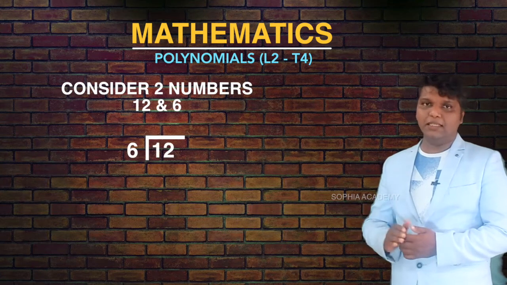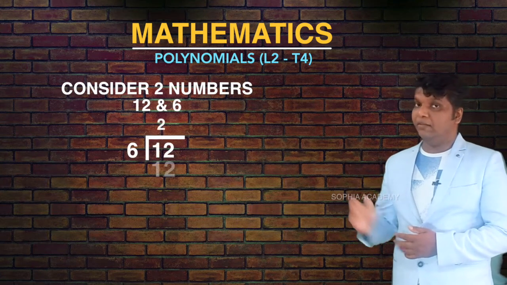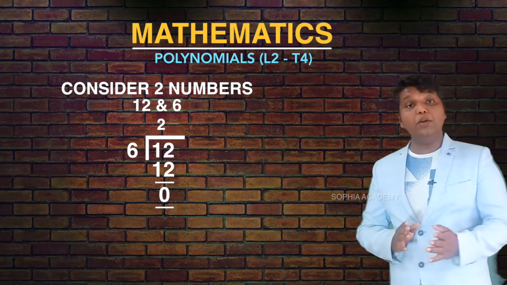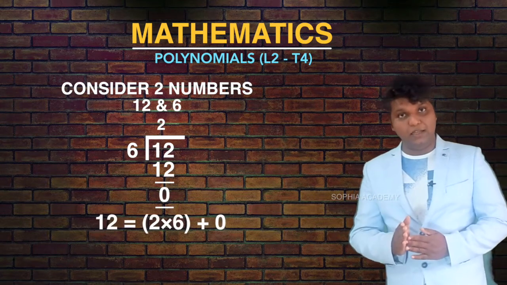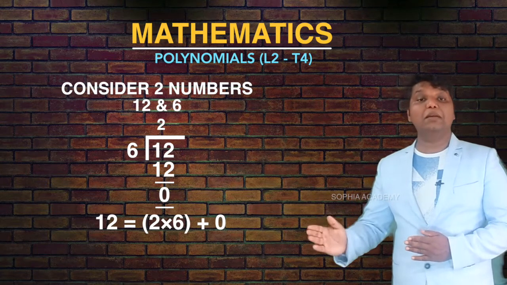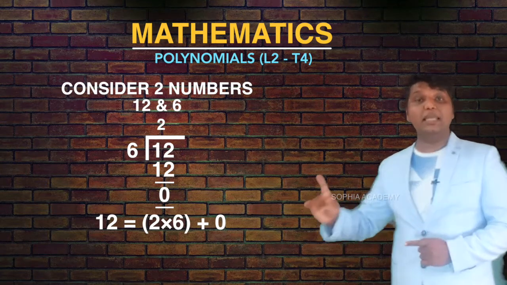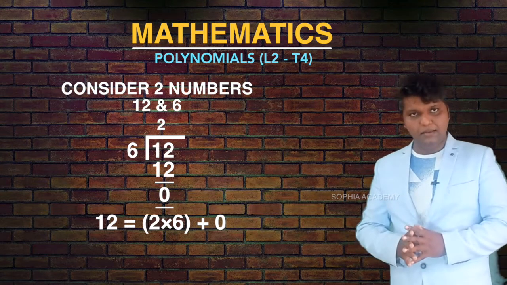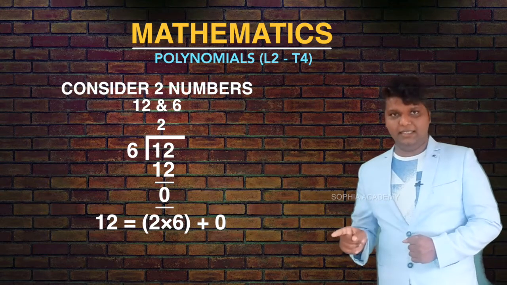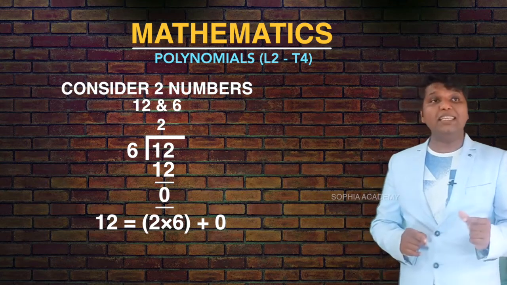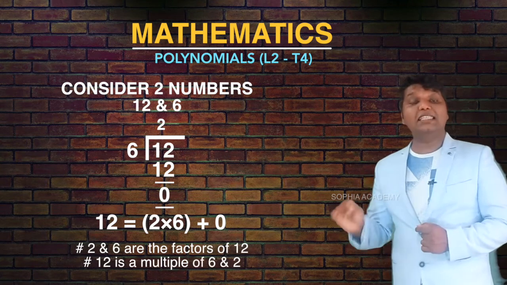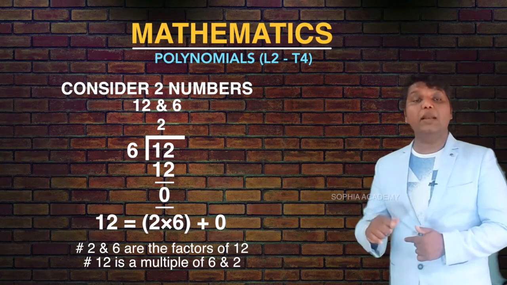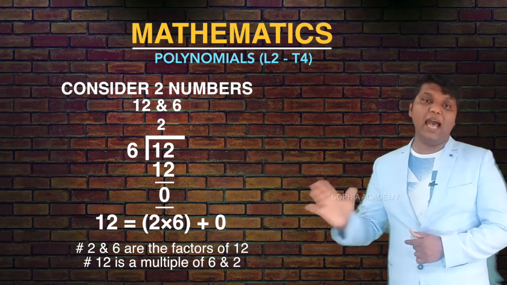Let us consider one more example, 12 and 6. Let us divide 12 by 6. How much will you get? 12 divided by 6, 6 twos are 12, then the remainder is 0. So here you can write 12 is equal to 2 into 6 plus 0. That means the remainder is 0, which means it is perfectly divisible. In this case, you can say that 2 and 6 are the factors of 12, or in other words, 12 is a multiple of 6 and 2.